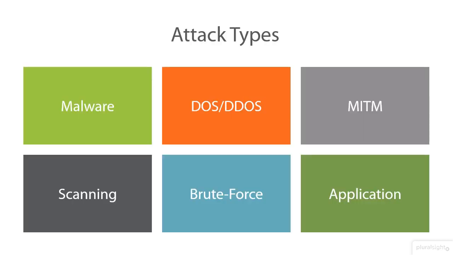Now here's a list of common attacks that can come from the network. We have malware, denial of service, man in the middle attacks, all types of scanning, brute force attacks, and application layer attacks. In the upcoming demos, we will see how to analyze most of these attacks.